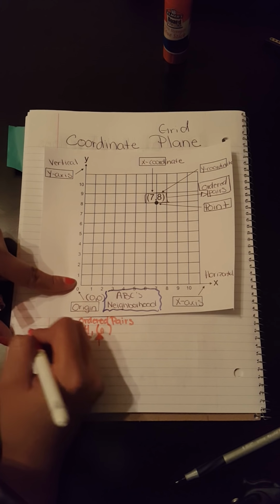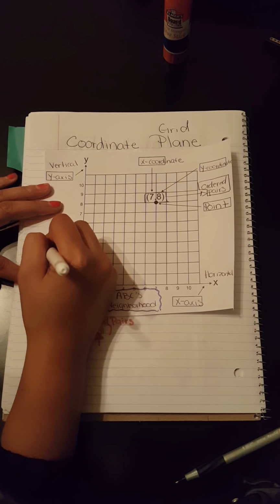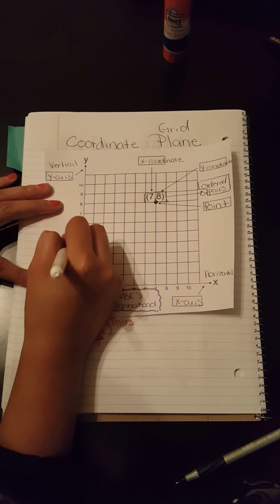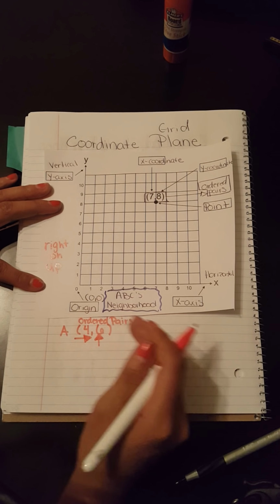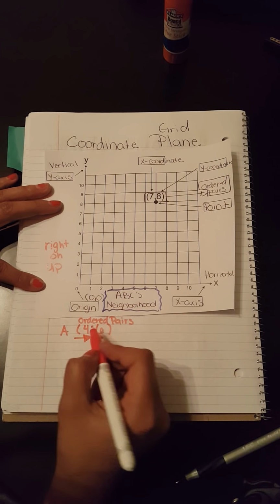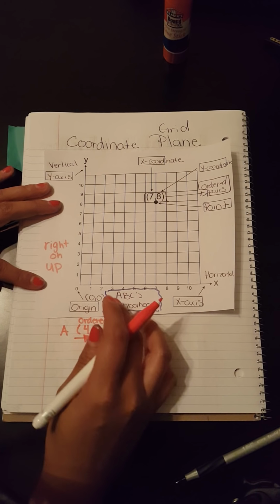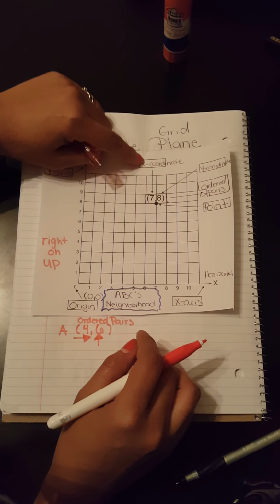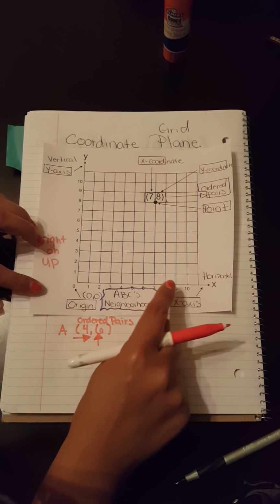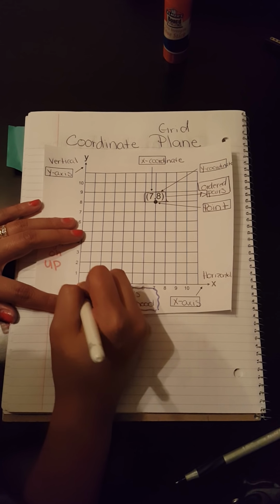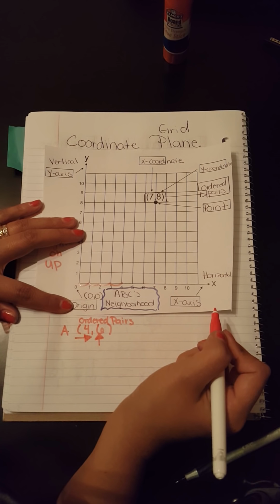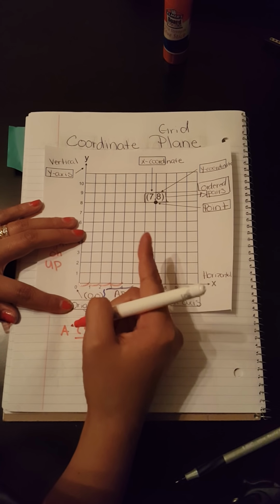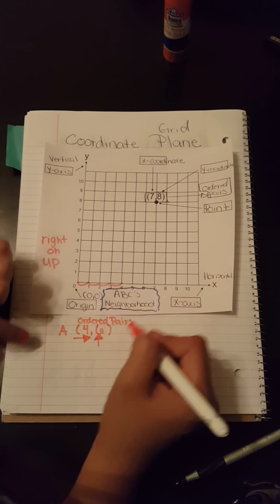And this is one very important thing to remember. You're always going to go right on up. You're going to move to the right, and then you're going to go up. This here, this 4, remember, is your x coordinate. So it tells us how to move on the x-axis. So I need to move 4 units to the right on the x-axis. So I'm going to start here. 1, 2, 3, 4.